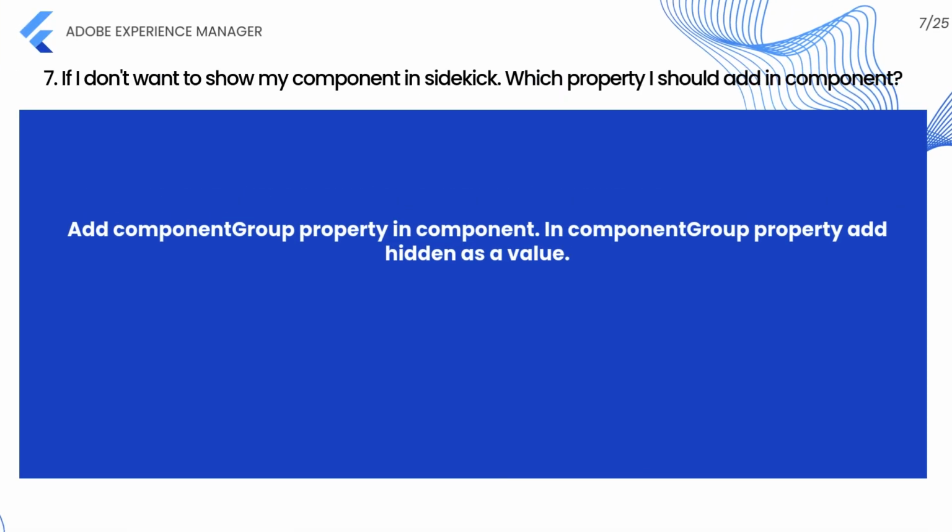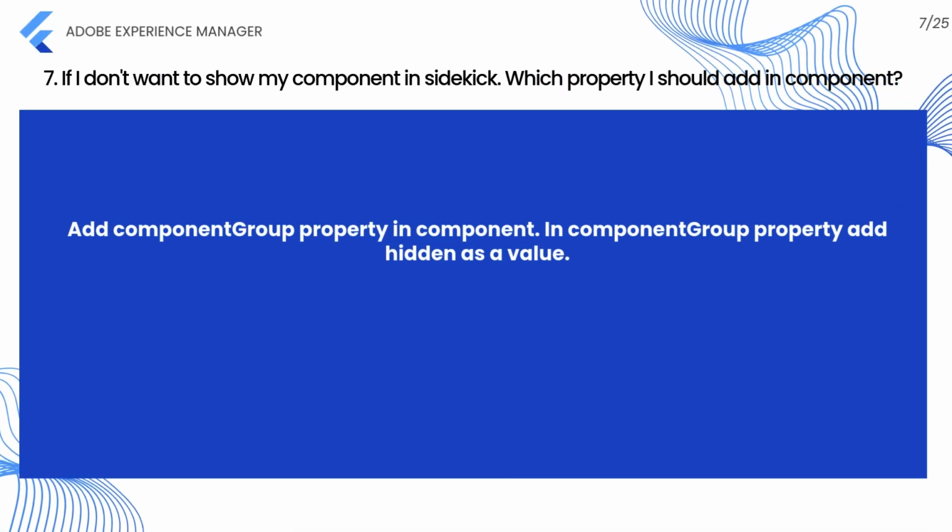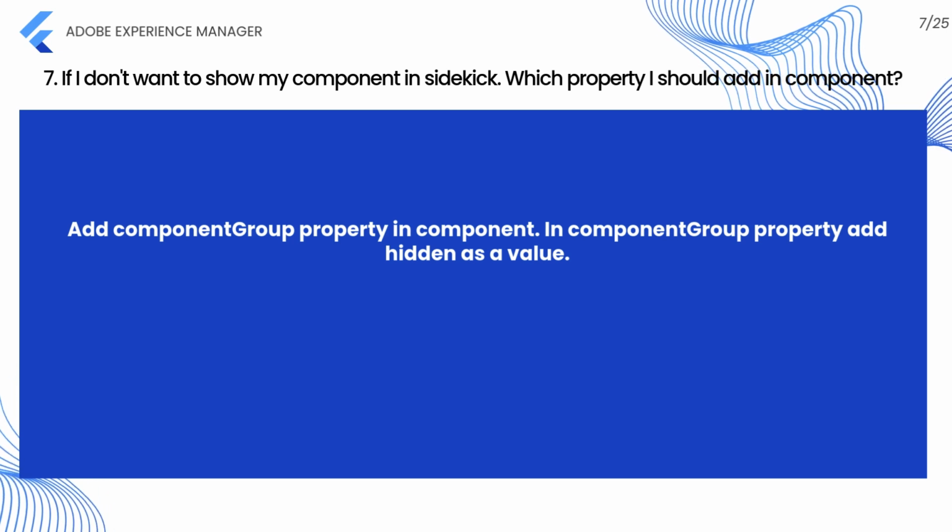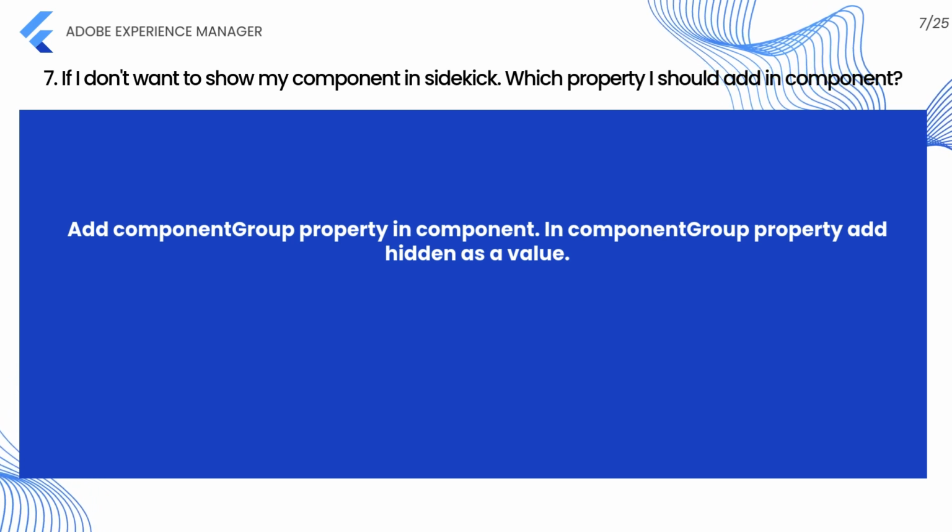If I don't want to show my component in Sidekick, which property should I add in the component? Add the component group property in the component. In the component group property, add hidden as a value.